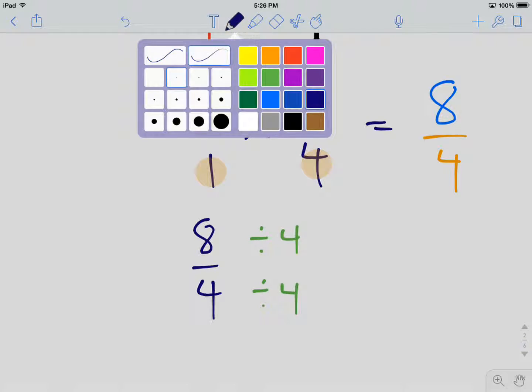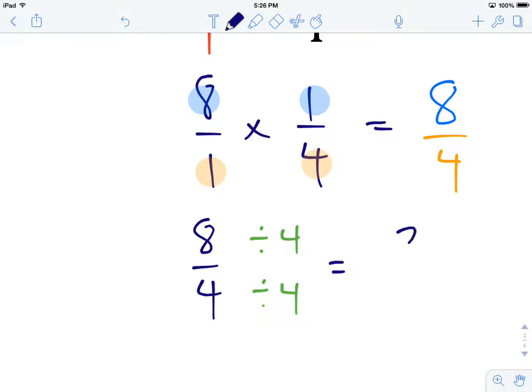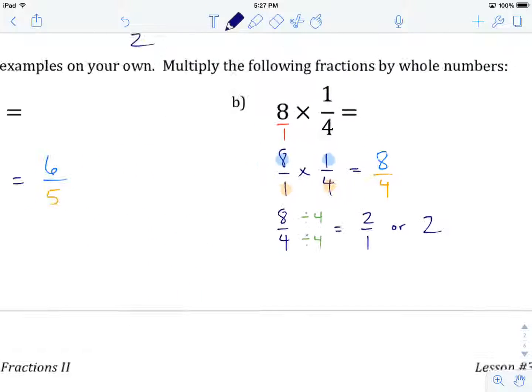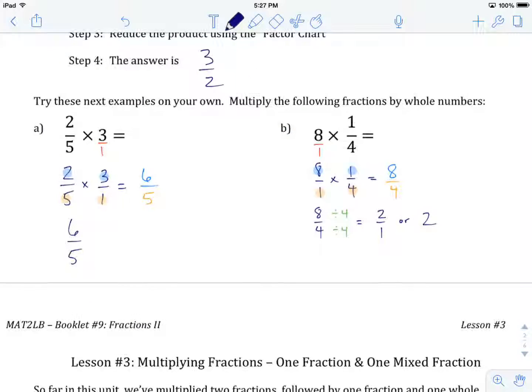So when I complete that arithmetic, I end up with 2 over 1, or I can actually just write that as 2 as a whole number. Either one of those two answers will be fine for me. Usually if you have a number over 1, we don't typically bother to write the denominator at that point, but like I said, either one is fine. So that is the answer for example B, 2 over 1 or 2.